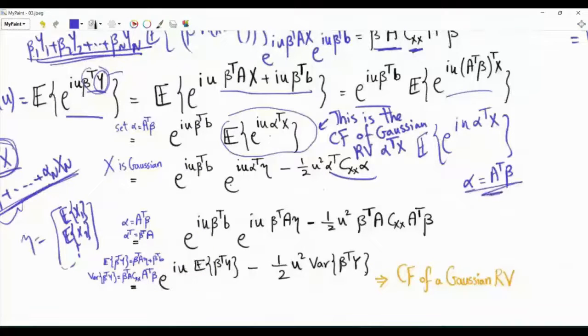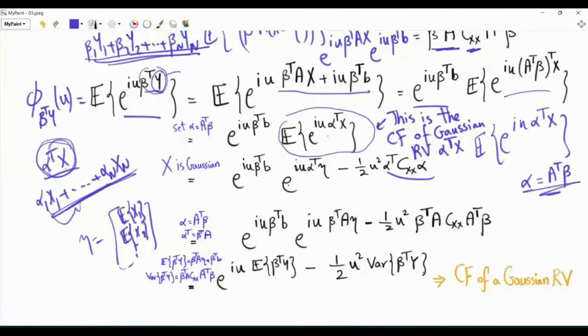Now we know that alpha is given by such, so rewrite things again in terms of beta. Don't forget what we are doing. We are trying to obtain the characteristic function of this weighted sum of the y's. We are trying to verify that the y's are indeed jointly Gaussian. We used the fact that vector x itself is jointly Gaussian and that y is related to x via the affine transformation y equals Ax plus b. We obtained this characteristic function.